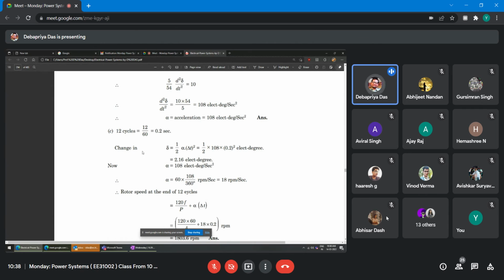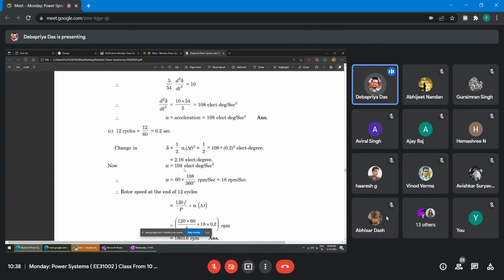Now change in delta. Delta will be half angular acceleration alpha into delta t square. This is a little bit you have studied in your physics and mathematics, right? So delta is equal to half alpha into delta t square. So half into this one into delta t, which is this much. So this is actually 2.16 electrical degree.